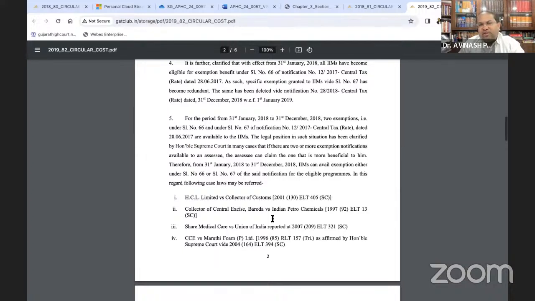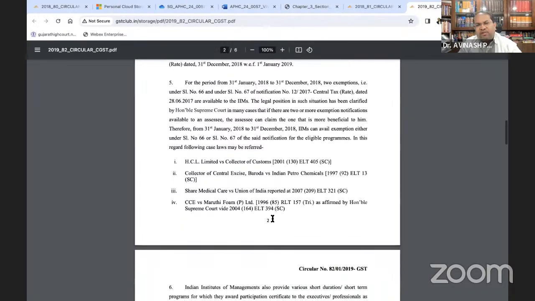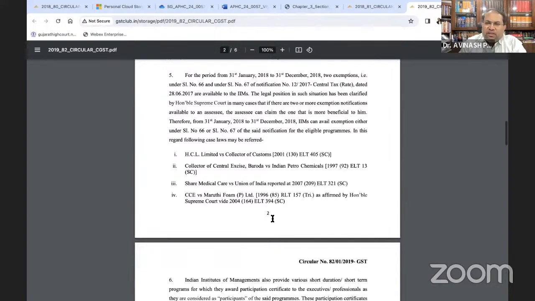For the period 31st January 2018 to 31st December 2018, two exemptions under serial number 66 and under serial number 67 of notification number 12/2017 are available to the IIMs. The legal position in such a situation has been clarified by the Honorable Supreme Court in many cases that if there are two or more exemption notifications available to an assessee, the assessee can claim the one that is more beneficial to him. Therefore, from 31st January 2018 to 31st December 2018, IIMs can avail exemption either under serial number 66 or under serial number 67 of the said notification for the eligible programs.